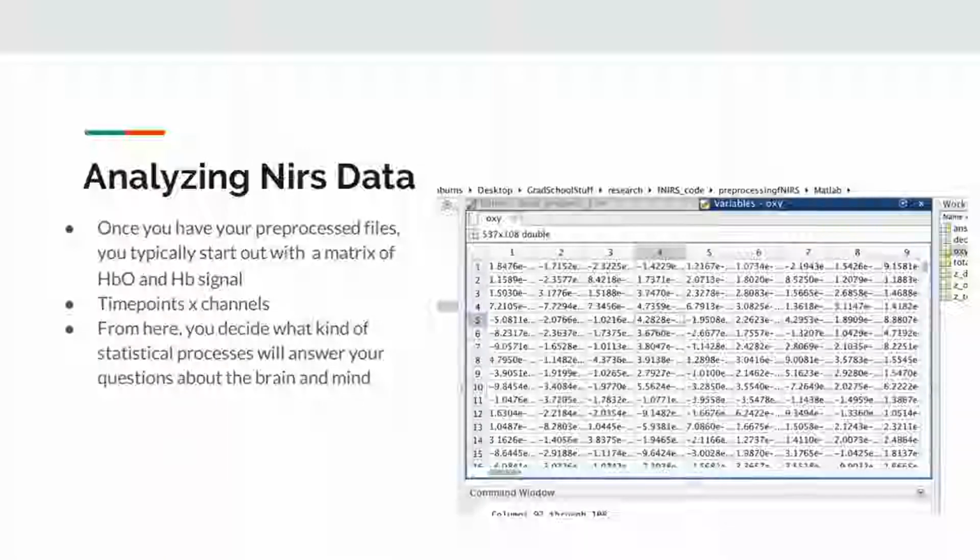Now once you've preprocessed your files, you're typically going to be left with a matrix of your deoxy and oxygenated hemoglobin signal. This will be in the form of time points in the rows and channels along the columns. And from here you want to decide what kind of statistical processes you're going to use to answer your questions about the brain and mind.